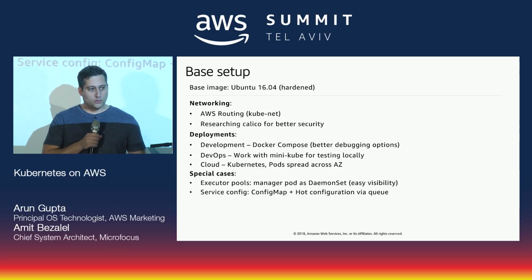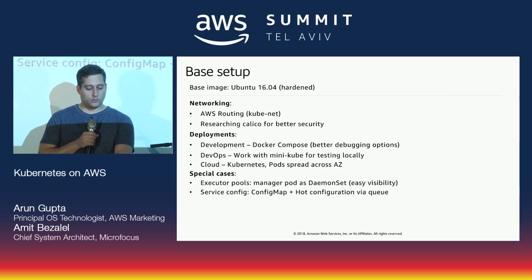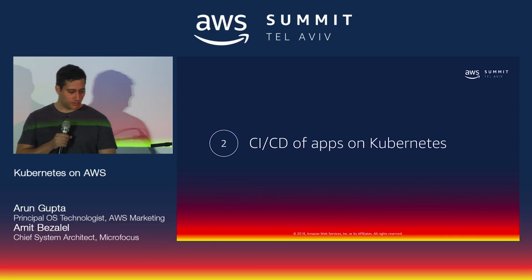Okay, so execution pools I already explained. And about service configuration, we also have a hot deployment configuration service, which means that config map is very good for static configuration, but if you want to reload the configuration instantly and not close your Docker, that's a special case that we needed to have something different for.